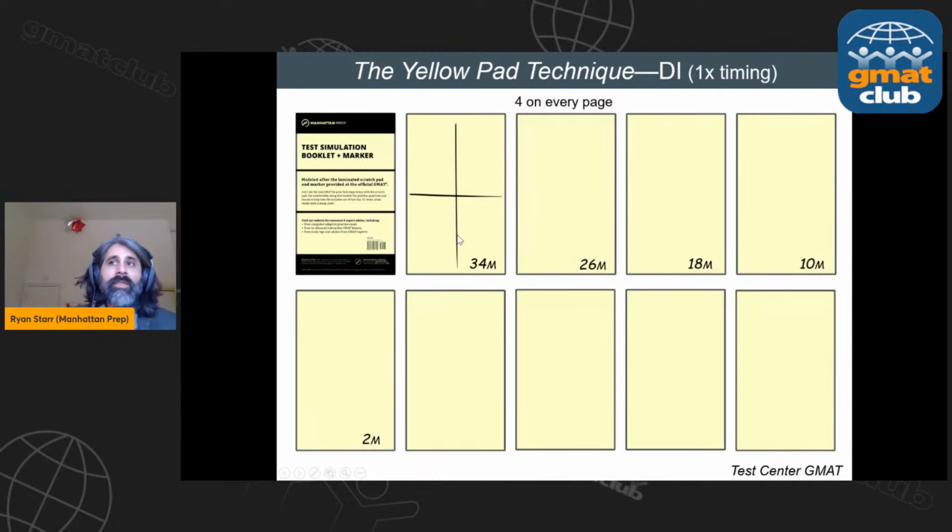Get through those 4 questions, look at the time remaining in the test in the upper right corner of the screen, and if you have something other than 34 minutes remaining, you know what you need to do. So like, let's say you look at the time in the upper right corner of the screen and you have 36 minutes remaining.